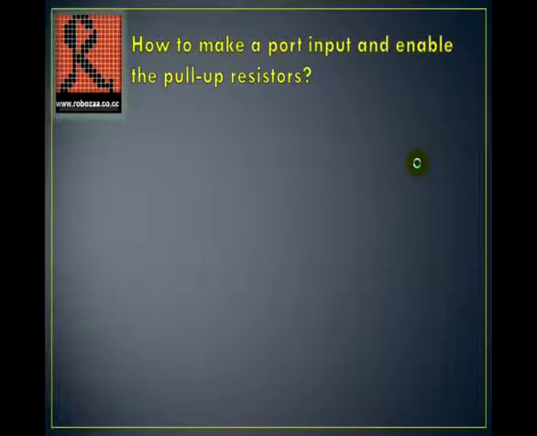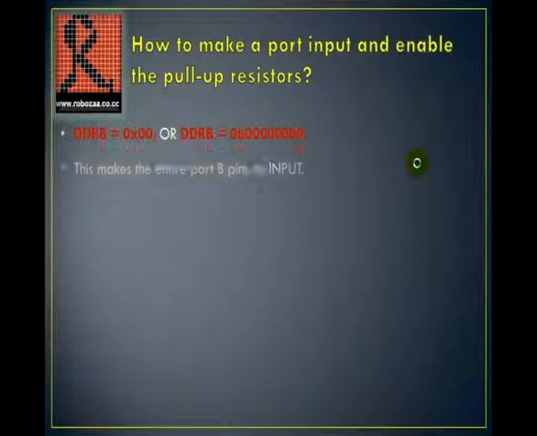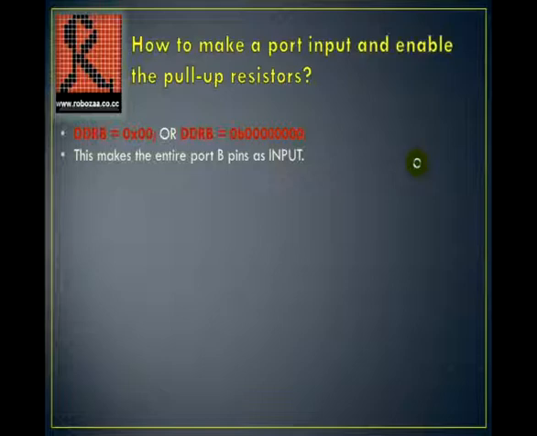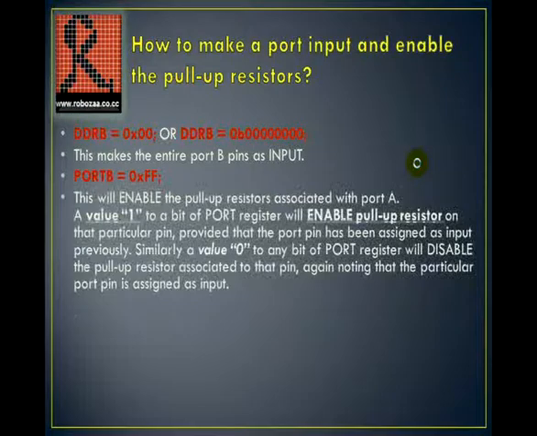Now that we know how to make our LED glow, how do we make a port input and enable the pull-up resistor in order to use the switch? We use this code: DDRB equals 0x00. As I said, this will make the port pins of port B as input. Now we need to enable the pull-up resistor. For this we use PORT B equals 0xFF.